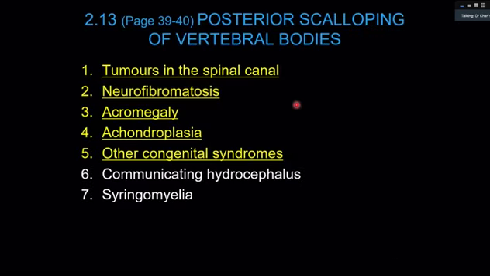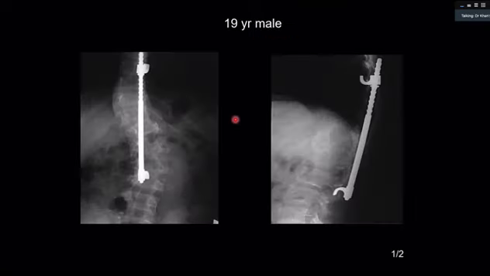Now, posterior scalloping of vertebral bodies is an extremely important exam film. Very, very, very important. If you look at the differential diagnosis, tumors in the spinal canal is one. Then neurofibromatosis, acromegaly, achondroplasia. So I just want you to remember these ones. And we will see a few examples about this. So in achondroplasia, posterior scalloping can happen.